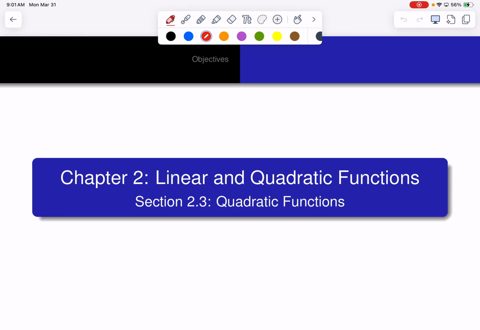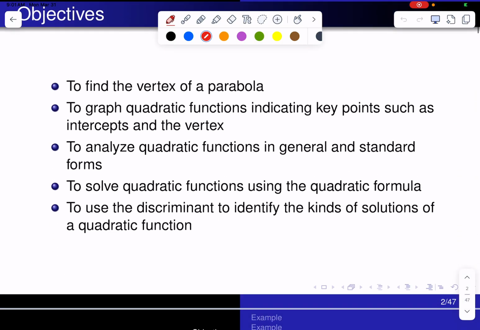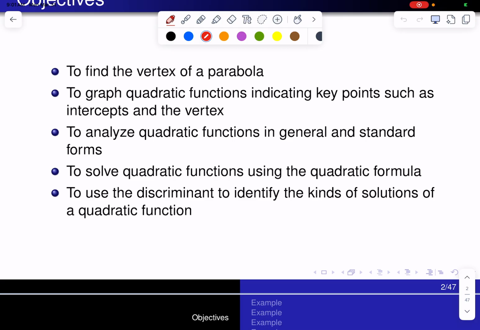We are live at the Palace. Here we go. Chapter 2, Linear and Quadratic Functions. Again, my favorite section of Chapter 2. We're going to be talking about parabolas, okay?